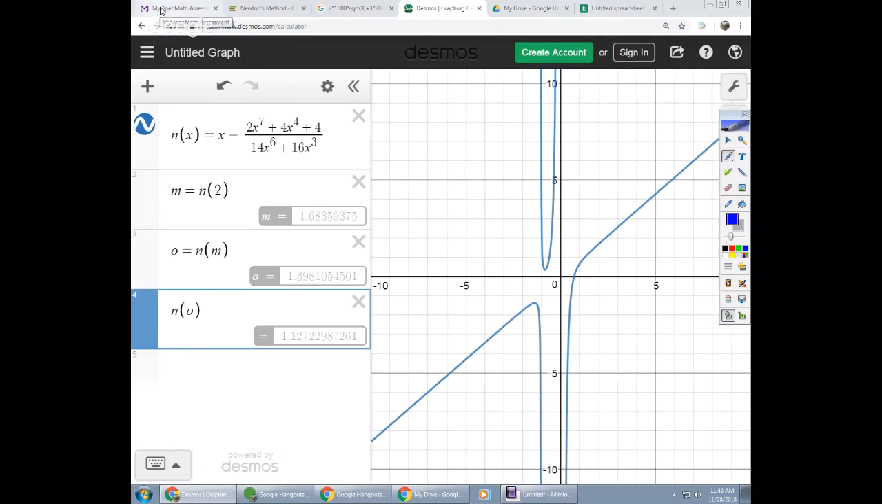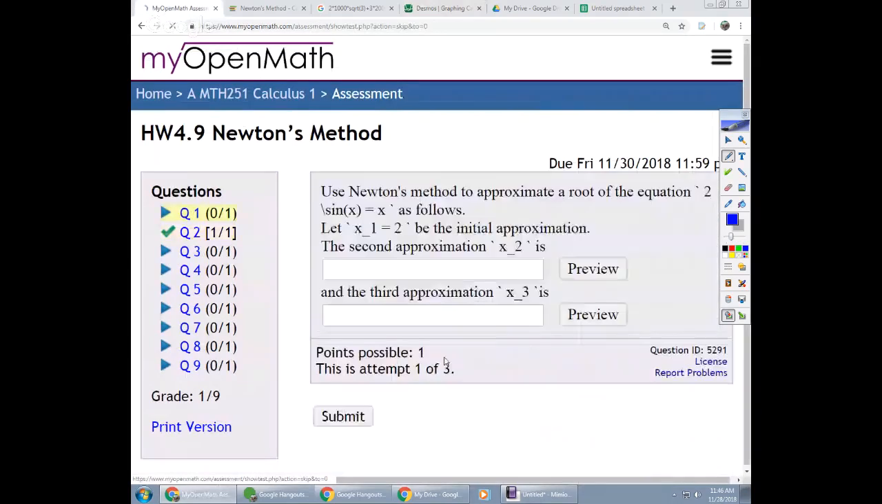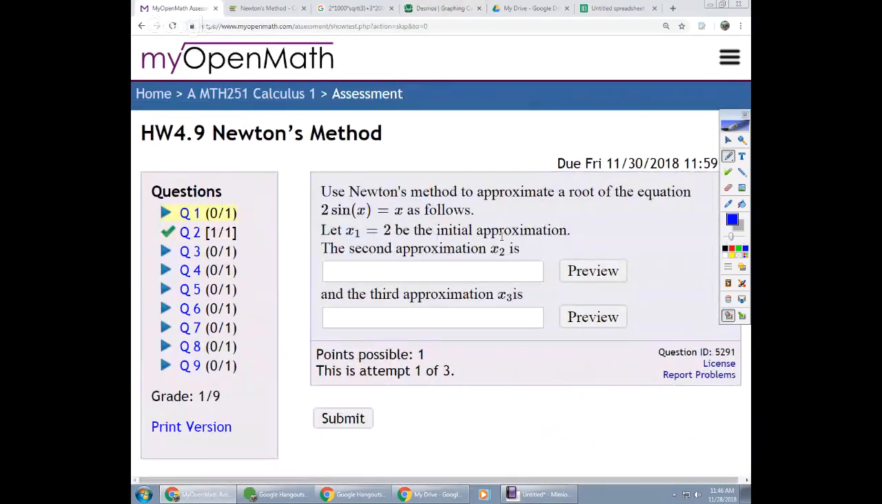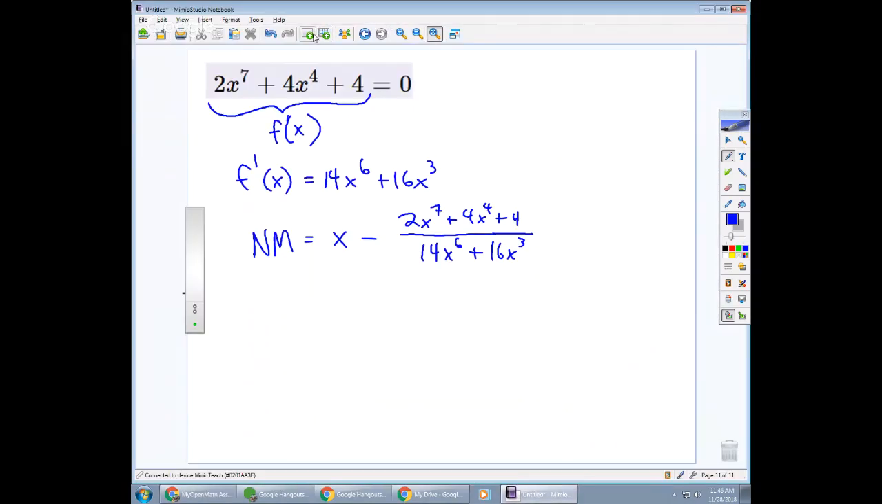All right, let's go back and do the sine in the last few minutes, and then we can do more of these tomorrow. All right, so we have twice the sine of x equals x. Okay, so I've got a little work to do on this before I can use Newton's method.